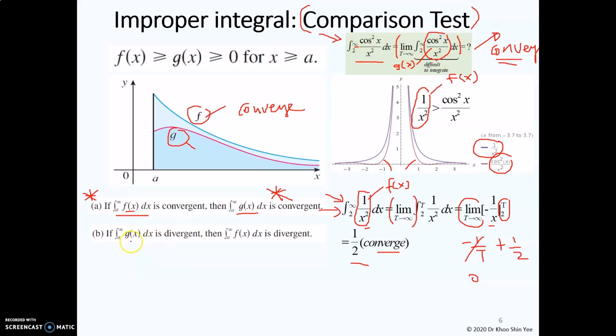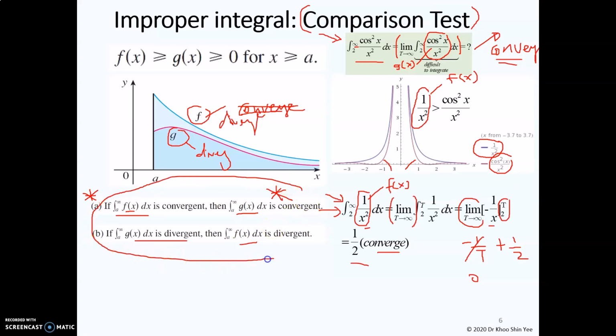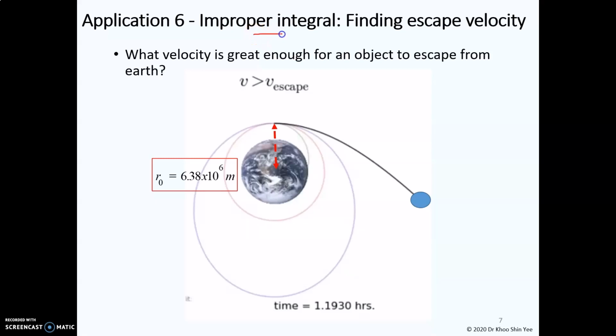So another comparison test is if the gx function here is diverged, then your fx function will be diverged also. So we can use this comparison test to evaluate our improper integral with an easier approach. Improper integrals can be used to find the escape velocity.